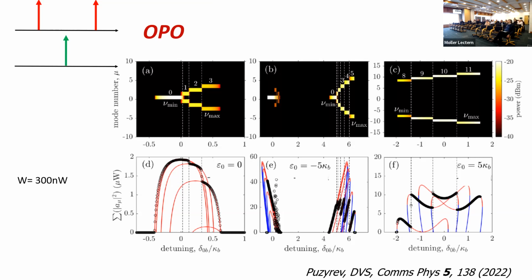And here you can see the comparison of numerics with analytics. So the circles are numerical solutions of the full coupled mode system, and the red lines are solutions from the reduced system.